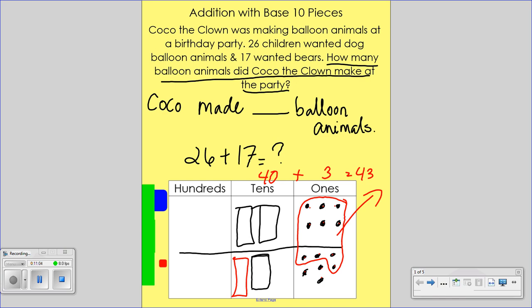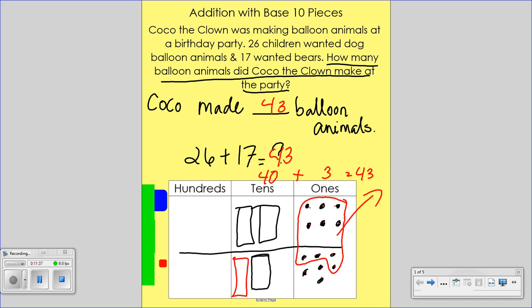No. Some of you stopped here and I had blank sentences. What's going to go in my equation? What's going to go in my answer sentence? Right here, what's going to go in my equation? Coco made 43. 26 plus 17 equals 43. What's going to go in my answer sentence? Coco made 43 balloon animals.